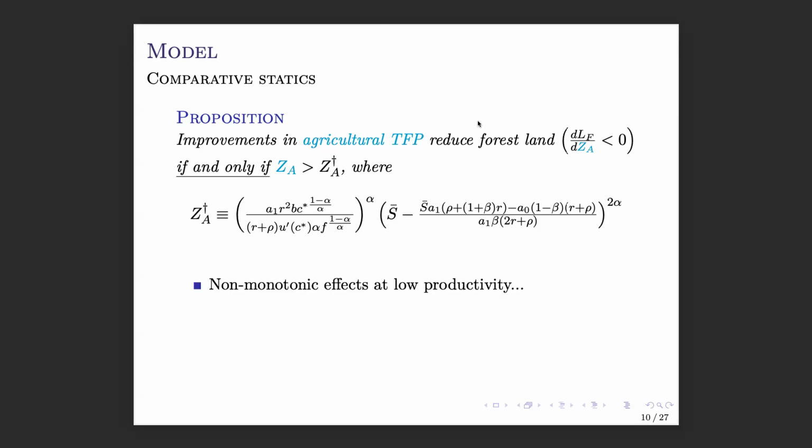So a few comments on this. This implies a non-monotonic effect at low productivity levels. But since ZA is unbounded, the implication is that, at least if we forever live in this world, and we're transitioning between steady states identified by a level of ZA, and that thing keeps progressing forward without a change in the underlying structure, deforestation is going to be inevitable here. You basically get past this threshold, and then further improvements in agricultural tech are going to lead to declining forests.